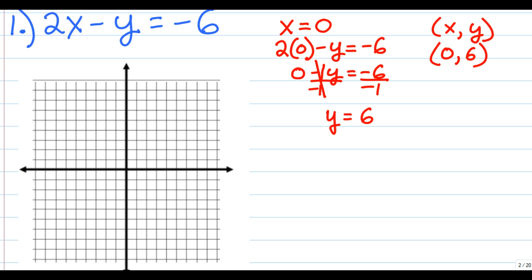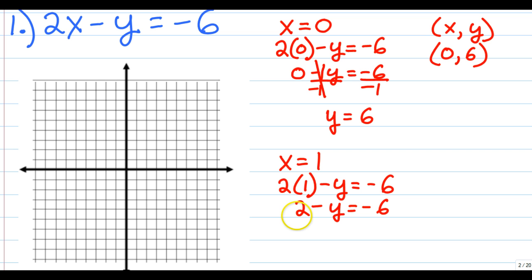But before I graph that, I want to find 2 more points. So I'm going to go ahead now and select a 1 for that x. So I come back here and I plug a 1 in. I'm going to have 2 times 1 minus y equals -6. Well, 2 times 1 equals a 2. So I have a 2 minus a y equals -6. Now I'm going to subtract the 2 off both sides to clear it from the left-hand side. So this goes down to 0. It's now a minus y equals a -8.